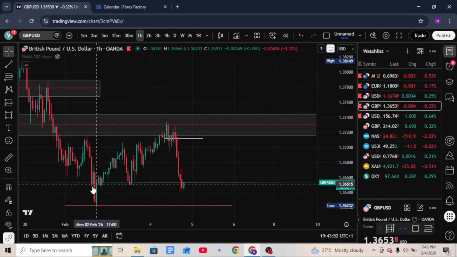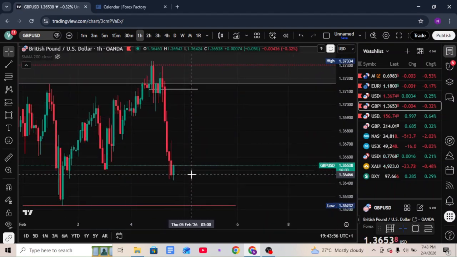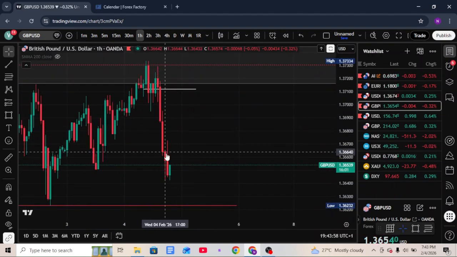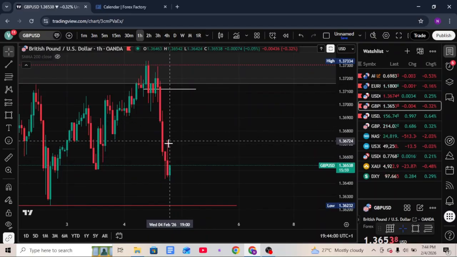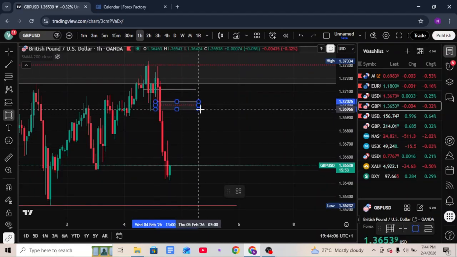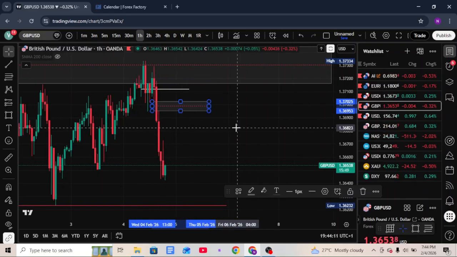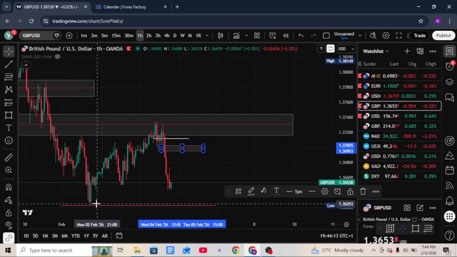If price is not going to take out this low before tomorrow, and I have market coming to these levels, market has already tested this level, market has come to this fair value gap here, this small fair value gap here. If price is going to come back to all these levels, do you get my point? I'm going to target this low.